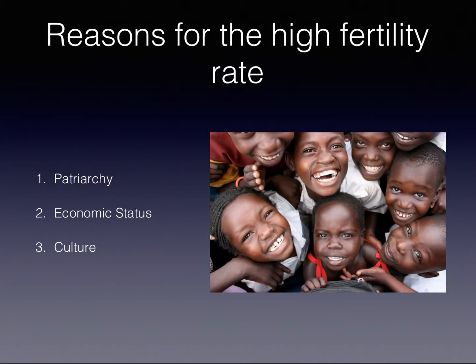Uganda's population is growing at a rate of 3.5% per year, and this is mostly due to the high fertility rate. Although it has declined in urban areas, unfortunately it continues to increase in rural areas where women are not as educated on matters such as birth control and women's rights.